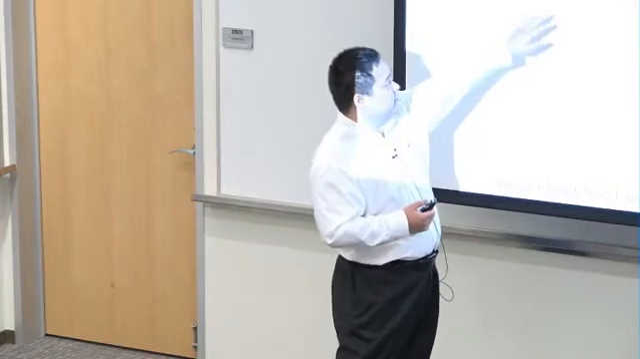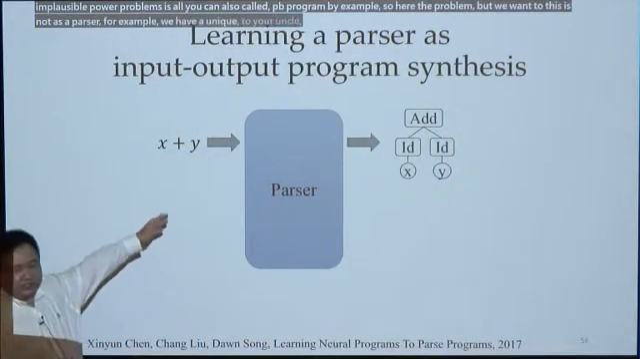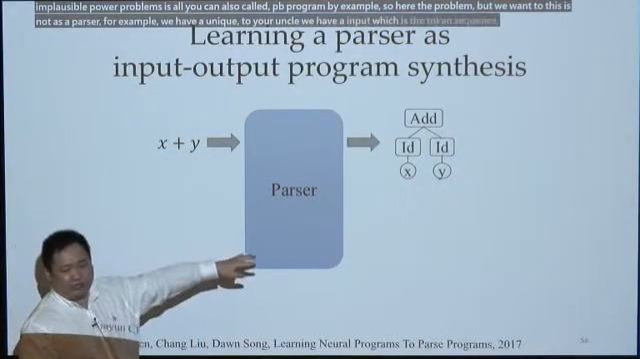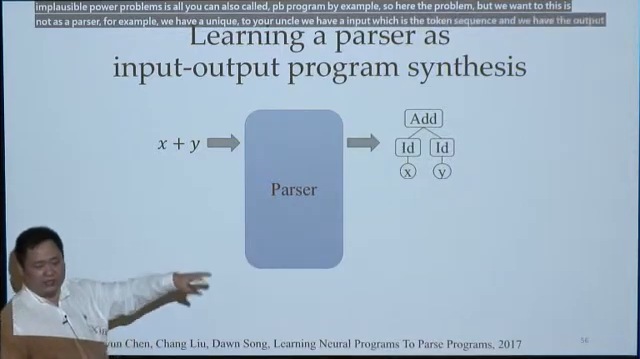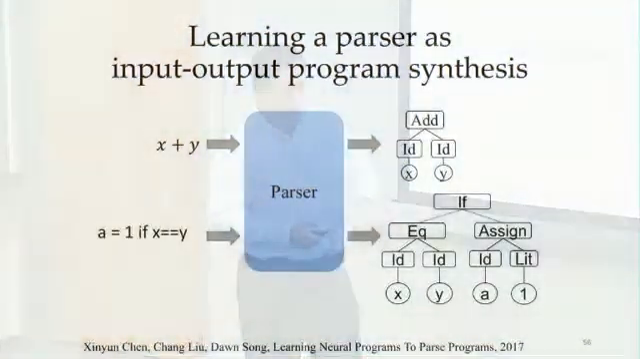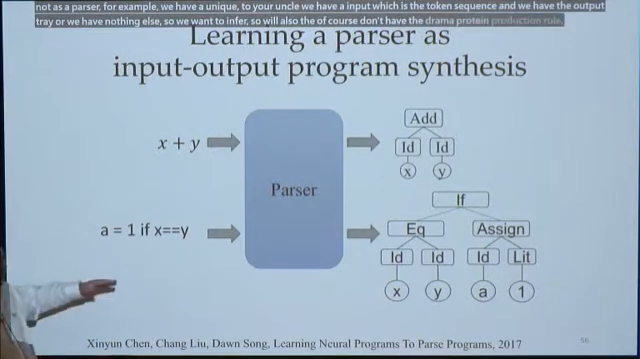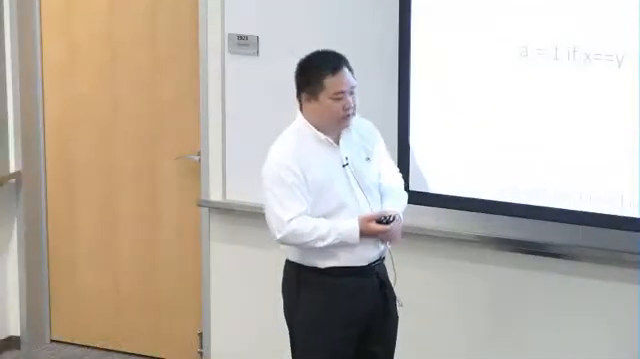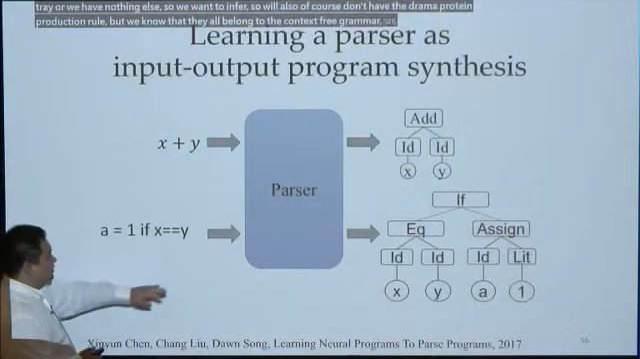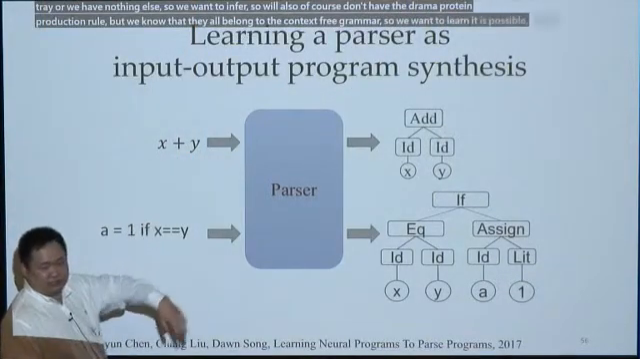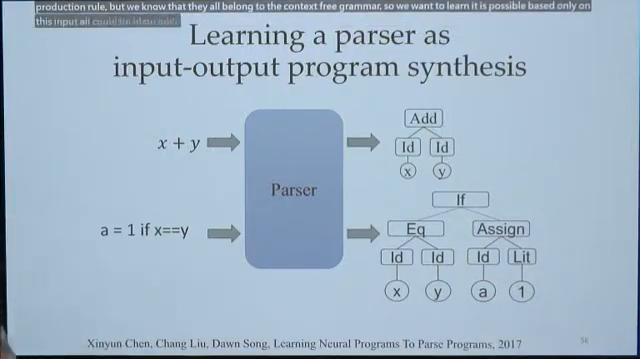So here, the program that we want to synthesize is a parser. For example, we have an input example. We have an input, which is a token sequence, and we have the output tree, but we have nothing else. So we want to infer. We of course don't have the grammar, the production rules, but we know that they all belong to the context-free grammar. So we want to learn this parser based only on these input-output examples without any other supervision.